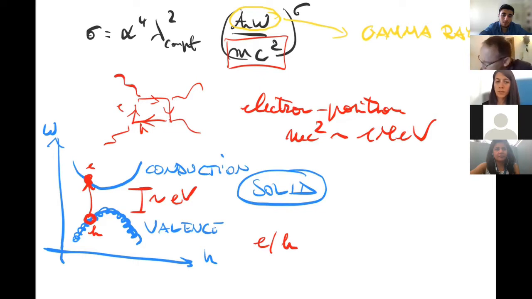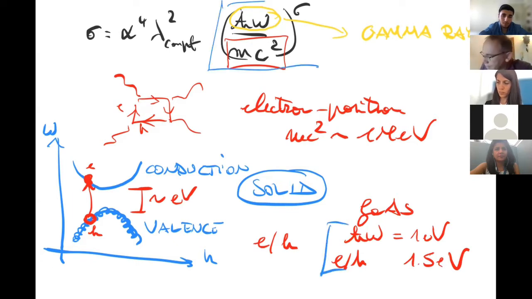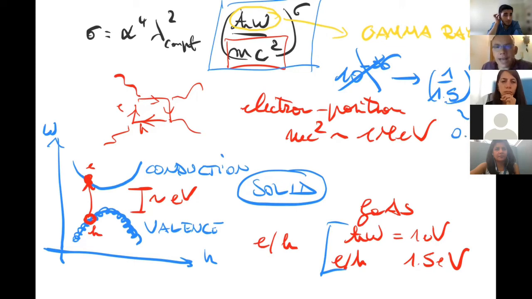For instance, if you work with, say, gallium arsenide, and you work with light which has a frequency of 1 electron volt, and you create an electron-hole pair whose energy is of the order of 1.5 electron volts, you see that for this choice of parameters, this factor is no longer 10 to the minus 36, but it's replaced by 1 over 1.5 to the 6th, which is of the order of 0.2 or something like that.